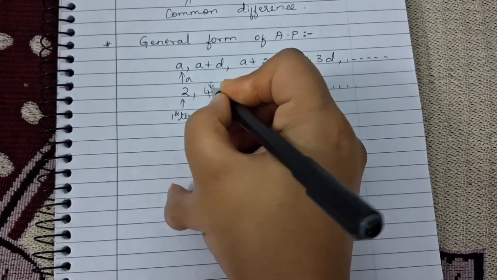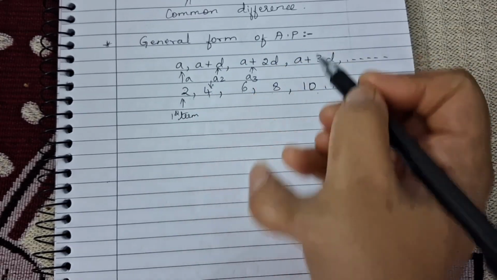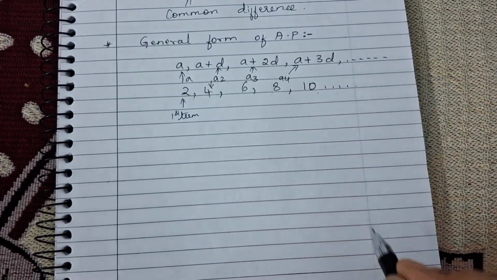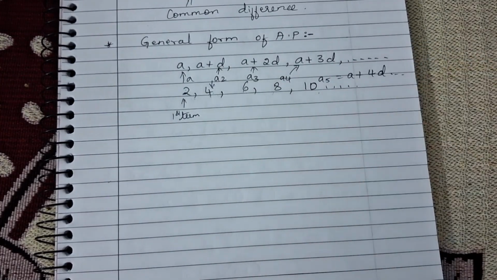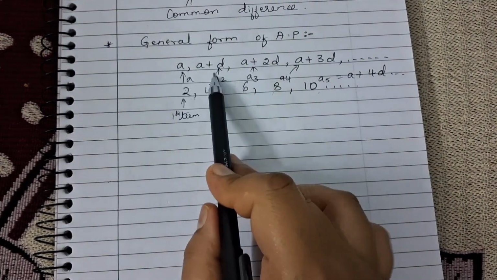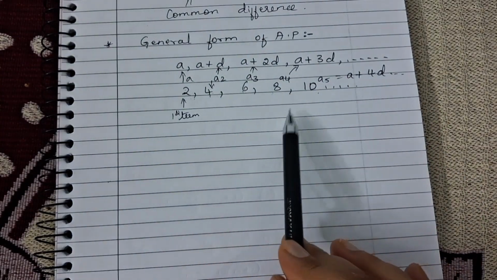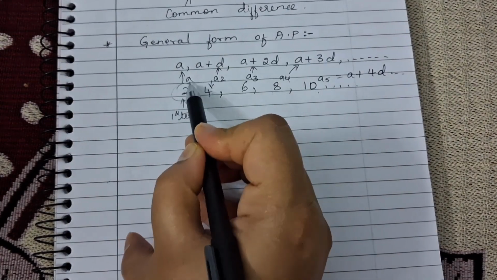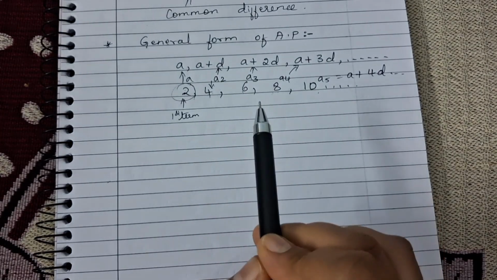The second term is a2, that is a plus d. The third term is a3, and that is a plus 2d. The fourth term is a4, that is a plus 3d. And this is a5, that is a plus 4d, and so on. Now you have understood the general form of AP is a, a plus d, a plus 2d, and a plus 3d. In the question, every time the first term will be a and the second term will be a2. This will be the third term, fourth term, and fifth term.